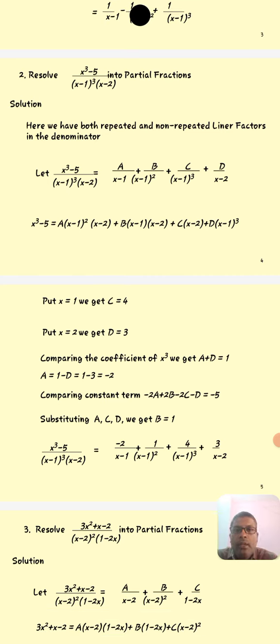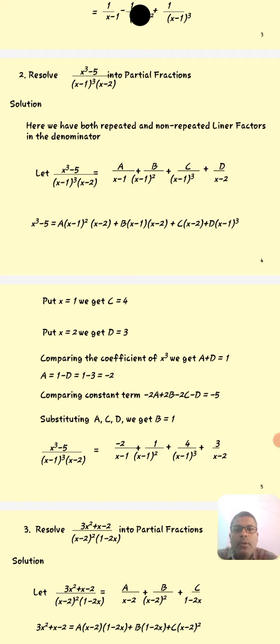Okay, now here we use the substitution method. Put x equal to 1 in the above equation. In the place of x we substitute 1. A will be 0, and also B will be 0, and also D is 0. We get C only. That is C is equal to what? 4.